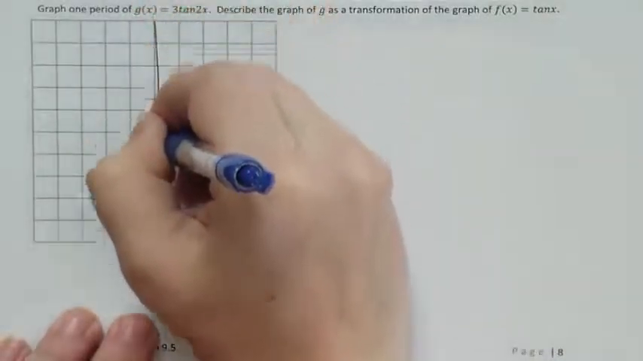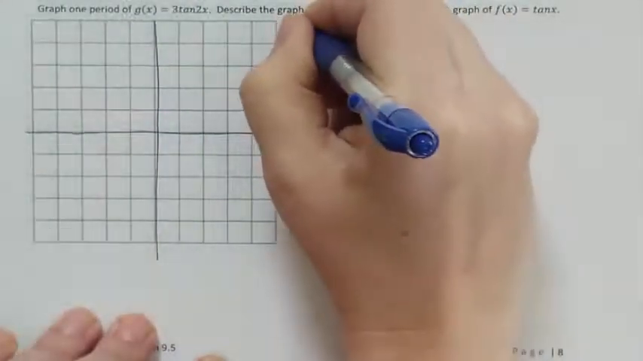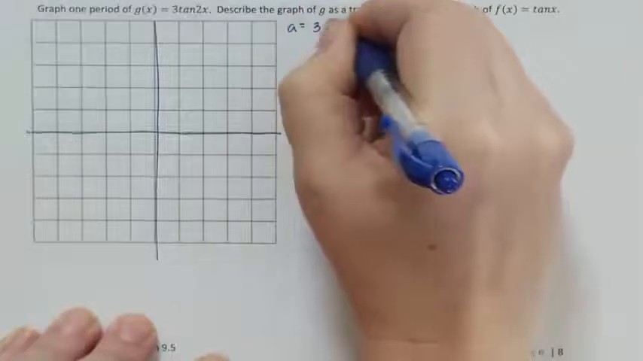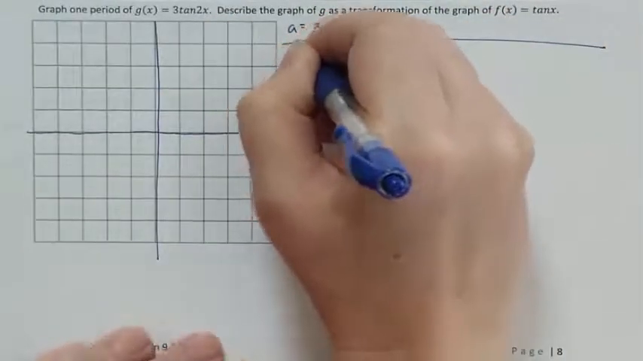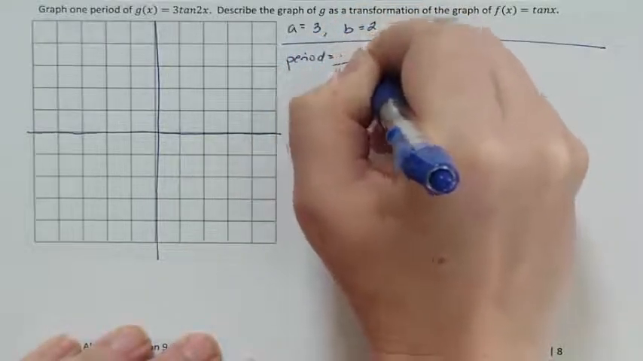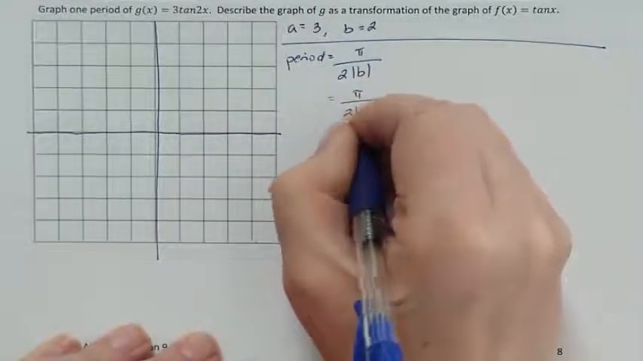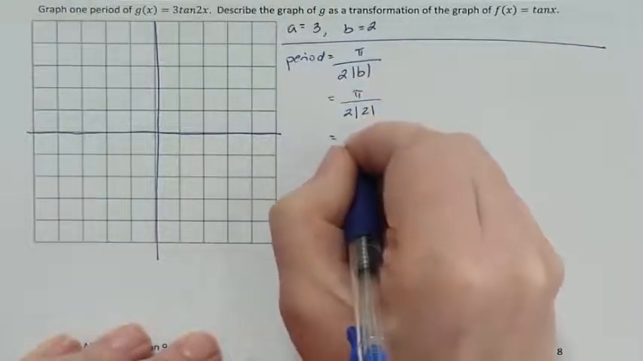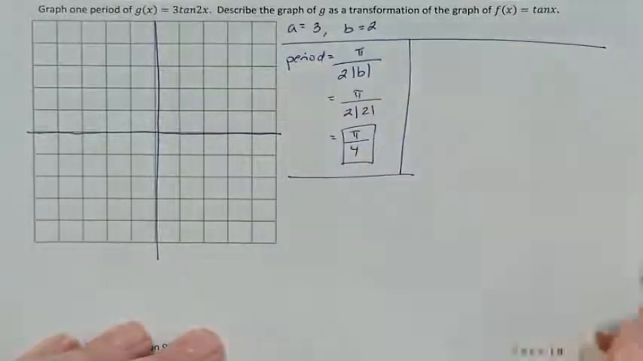So here is my y and here is my x. Tangent does not get amplitude. So we're going to start by just identifying my a, which is a 3, and my b, which is a 2. And from here, we just start by graphing our period. Period is pi all over 2 times the absolute value of b, and b is a 2. So it's pi all over 2 times the absolute value of 2, which simplifies down to pi fourths. So my period is pi fourths.